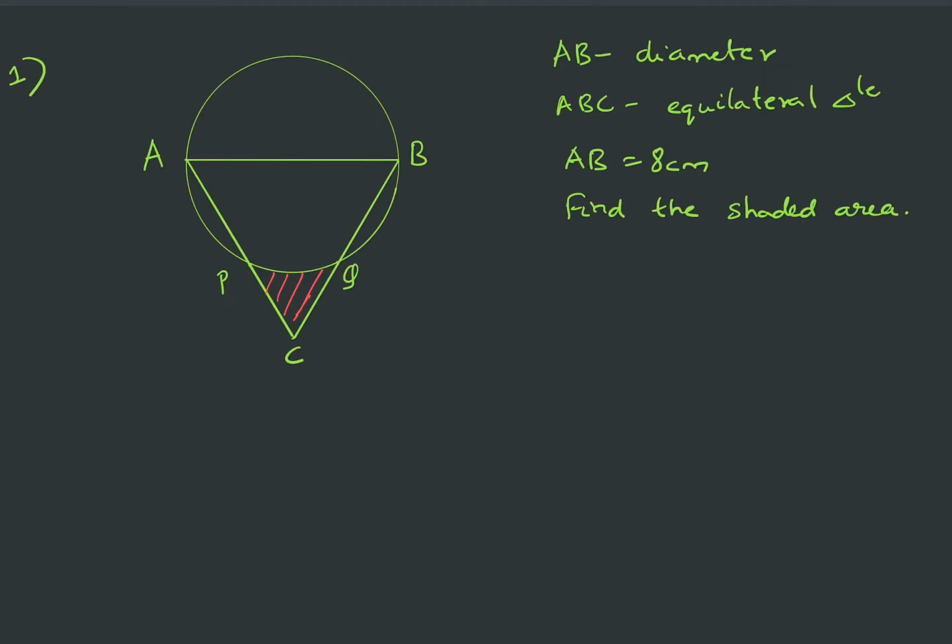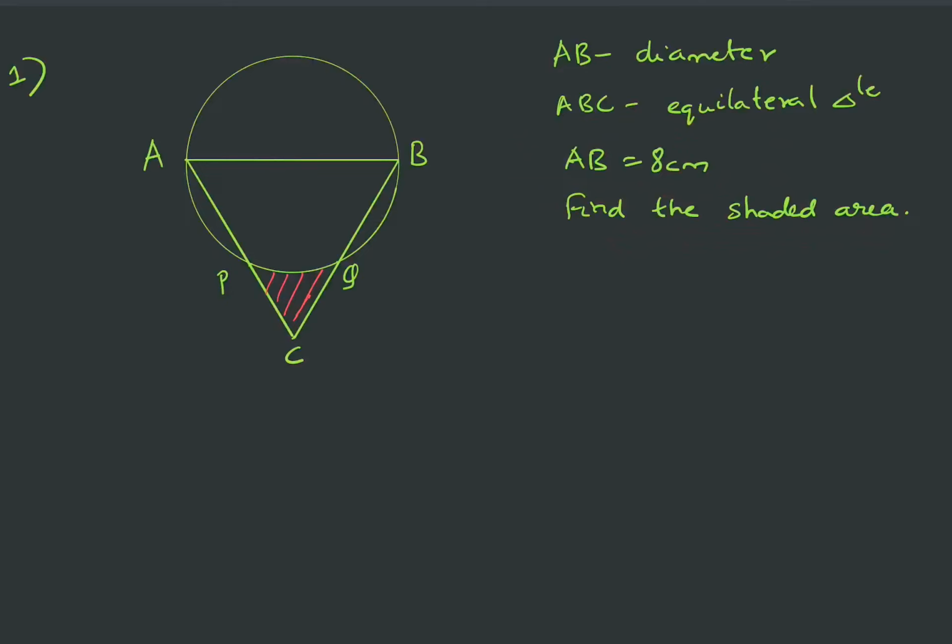So today we are going to discuss the questions from the assignment which we have given. I hope you have already tried all the questions. Okay, so this was the first question. In this question, AB was the diameter and ABC was an equilateral triangle, and it is given that AB is equal to 8 centimeter and you need to find the shaded area.